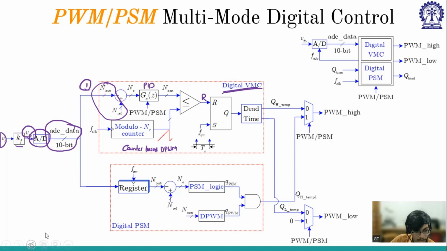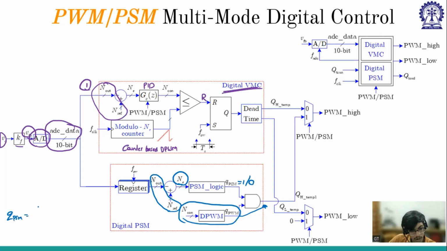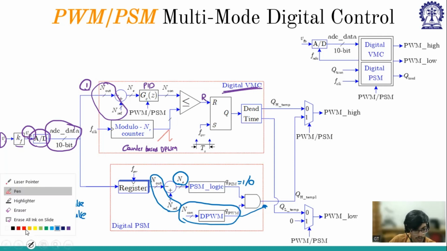Now we'll go into the other part, which is the PSM. ADC data is coming, and again we are subtracting it from the N reference minus N out. Now the error goes into the PSM logic, whether PSM logic is 1 or 0. If PSM logic is 1, then this fixed frequency gate pulse will be given to the output, which is the charge pulse. And if QPSM is 0, it is the skip pulse. So QPSM is again 1 or 0: 1 is for charge pulse, and 0 is for the skip pulse. This Verilog code we had discussed in the earlier sessions, also earlier weeks, so we are not going into that.